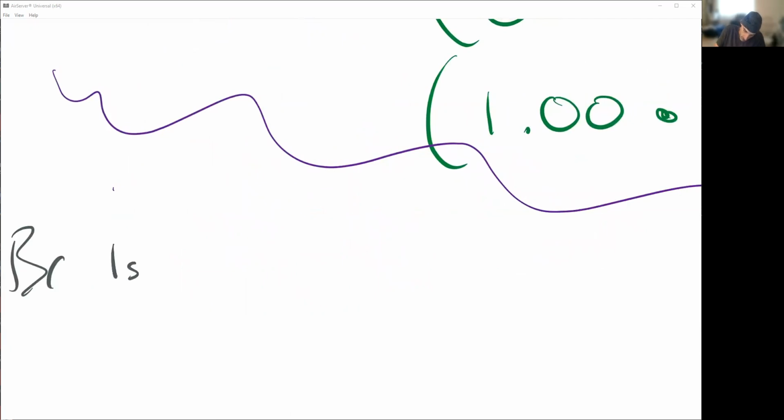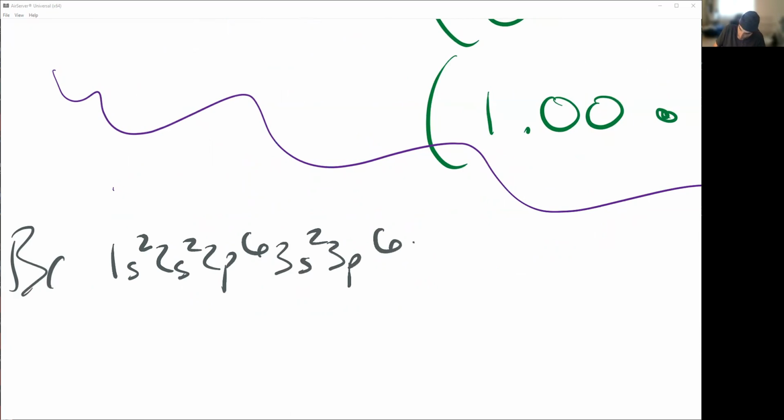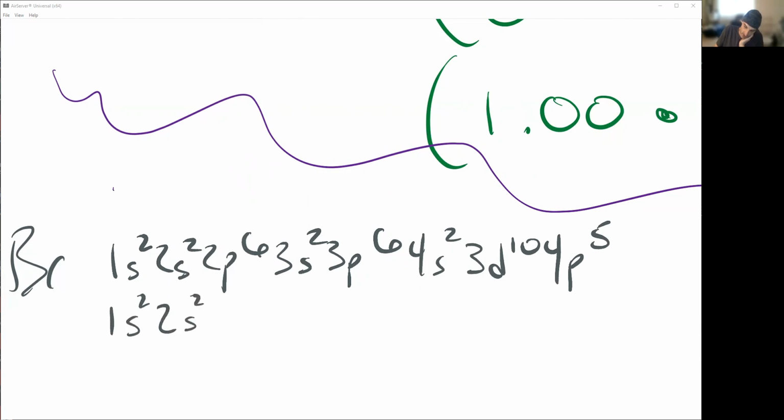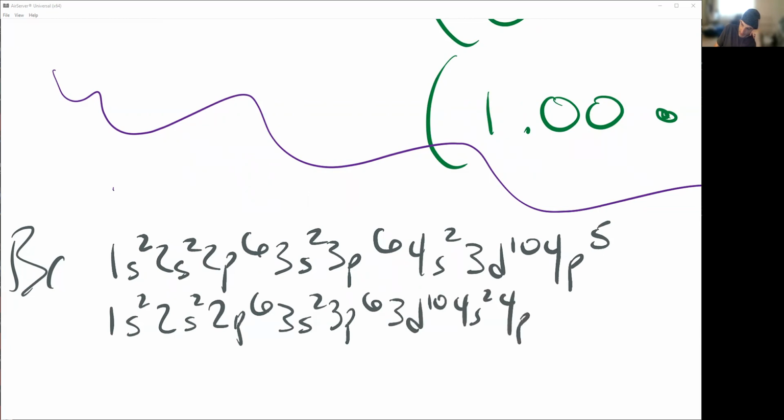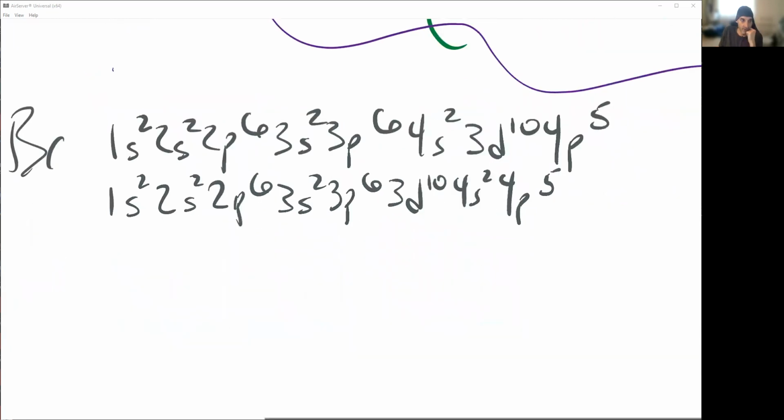Hopefully what you got was 1s2, 2s2, 2p6, 3s2, 3p6, 4s2, 3d10, 4p5. Of course, I want to rearrange it so we have all the numbers in order, and that's just going to make our lives easier. We should get used to doing this anyway, because that's how we're supposed to do the valence electrons. So 3p6, 3d10, 4s2, 4p5. So there we go, that's what we've got for the full configuration.